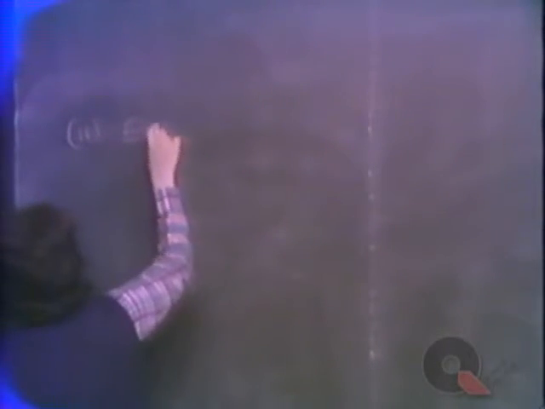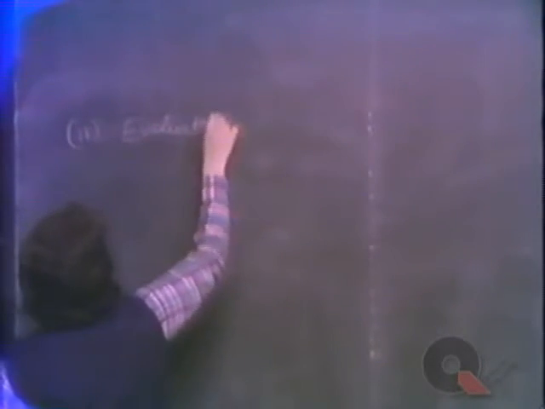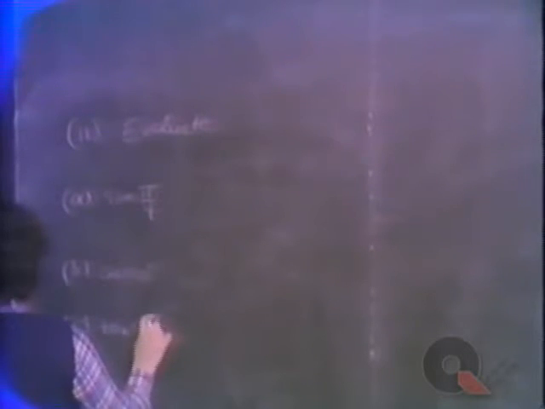The next few problems deal with trigonometry. Problem 11, we want to evaluate trig functions of various basic angles. A, B, C, and D. We have the sine of pi over 4, the cosine of 120 degrees, the tangent of 330 degrees, and the cosine of 3/2 pi.